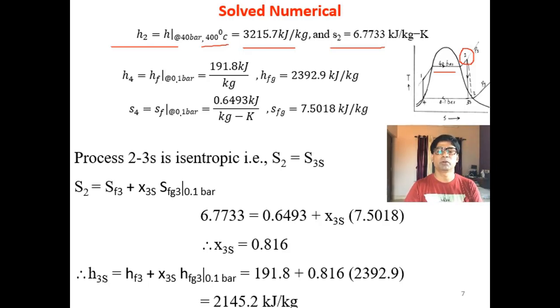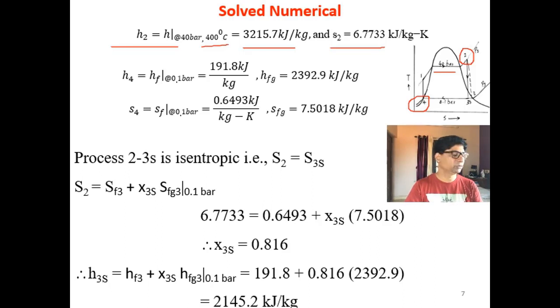Now look at the point 4 here. So this is in the 0.1 bar line and it is a saturated liquid. That means you have to go to the first table A1. So A1 table, page number 11, 0.1 bar. Since 0.1 bar is directly available here, so I'll read the values of enthalpy.